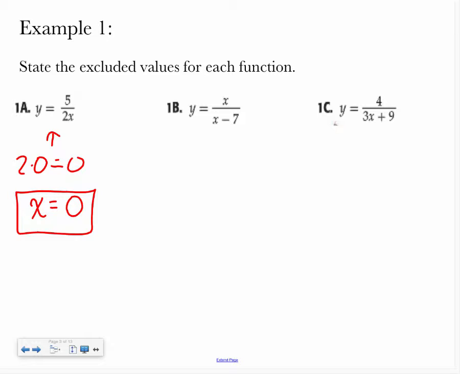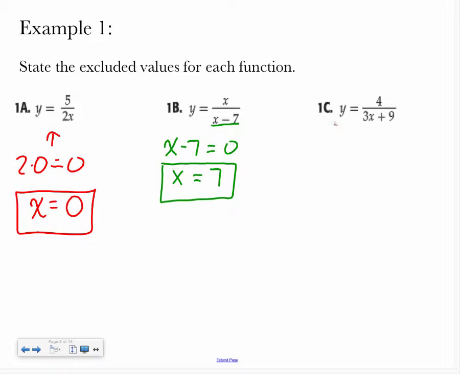Let's look at this next one. We have y equals x over x minus 7. So if you weren't sure how to solve for 0, what you can do is take the denominator. Okay, so I took my denominator, set it equal to 0, and you can solve for it that way. So to get x by itself, I have to move the 7 over. So instead of subtracting 7, I'm going to add 7 to both sides. And 0 plus 7 is 7. So I know my excluded value for this one is going to be 7.